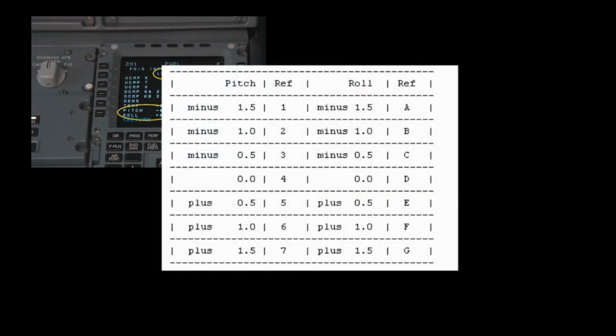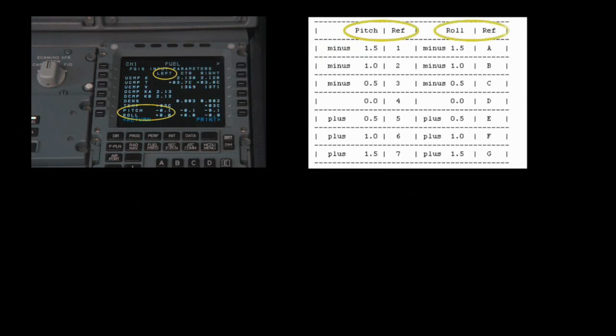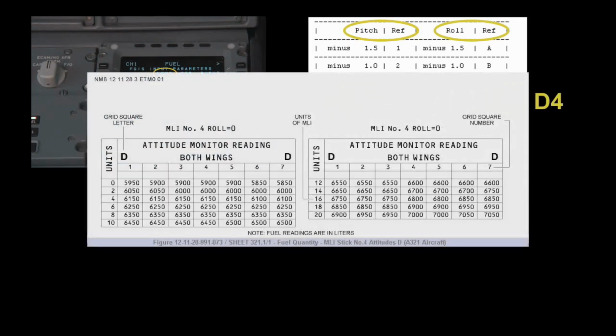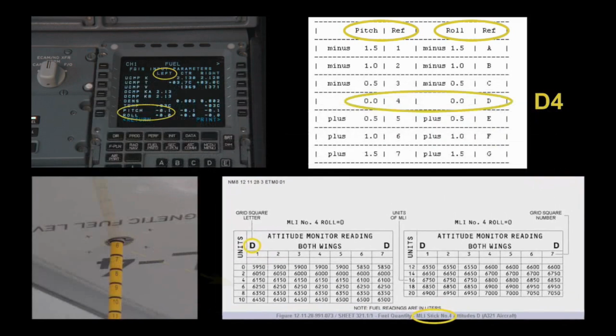Refer to the table in the Aircraft Maintenance Manual to find the equivalent reference number and letter. Use the number and letter to identify the square to use in the MLI procedure. Use the applicable MLI stick number and the applicable aircraft attitude grid square letter to find the correct fuel quantity table in the Aircraft Maintenance Manual.